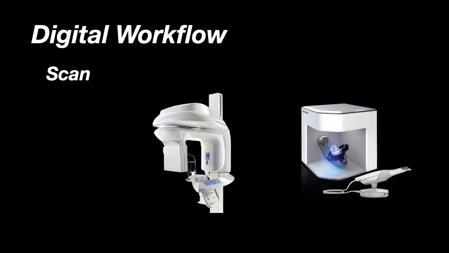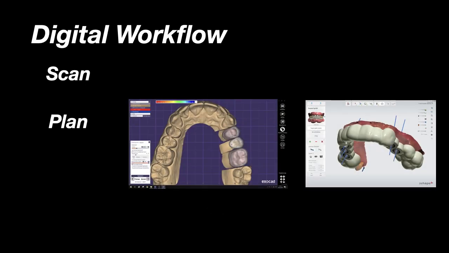So moving ahead, how does a digital workflow work? How can one achieve a good digital dentistry workflow? The steps are simple. One, of course, is scan. You can use an intraoral scanner or a lab scanner to capture the data. Additionally, if you want, you can also use CBCT data and then subsequently merge them in a planning software.